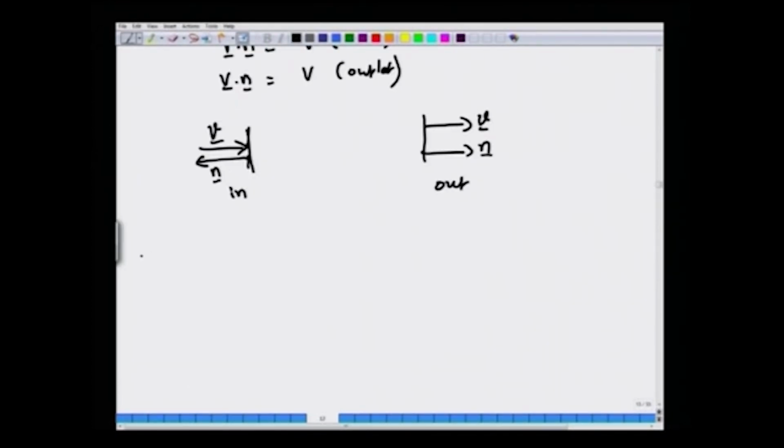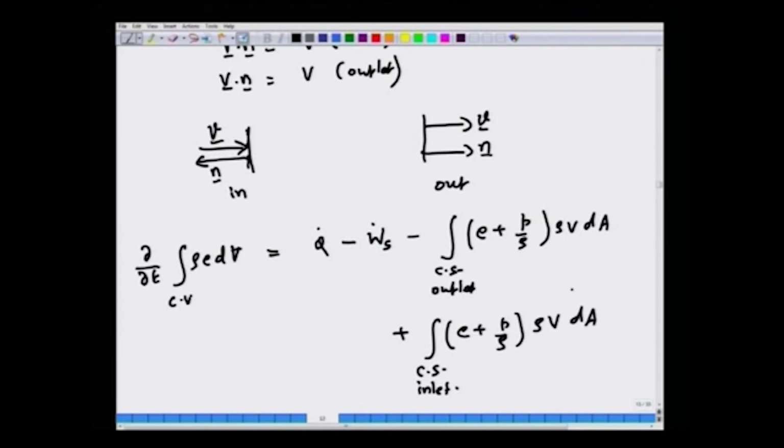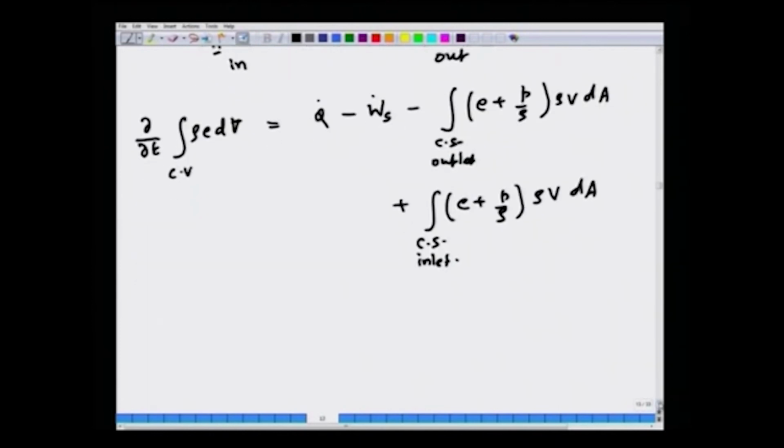Now, we can write further d dt of integral rho E dV over the Cv is nothing but the rate at which heat is transferred to the system minus the rate at which shaft work is done by the system, minus integral over all outlets, I am separating outlets and inlets now, E plus P by rho, rho V dA, plus integral over all inlets, E plus P by rho, rho V dA. I am taking into account this minus V dot n as minus V at the inlet and plus V at the outlet.